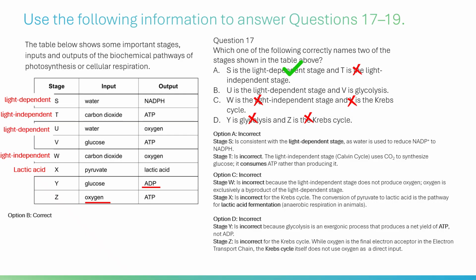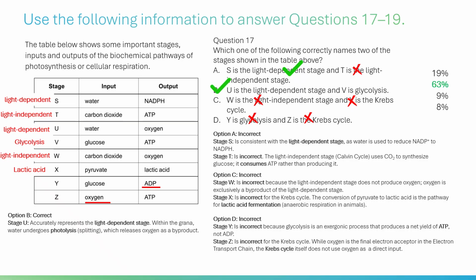Option B, correct. Stage U accurately represents the light-dependent stage. Within the grana, water undergoes photolysis, splitting, which releases oxygen as a byproduct. Stage V accurately represents glycolysis. This process occurs in the cytosol, where glucose is broken down into pyruvate, resulting in a net gain of 2 ATP molecules for the cell.